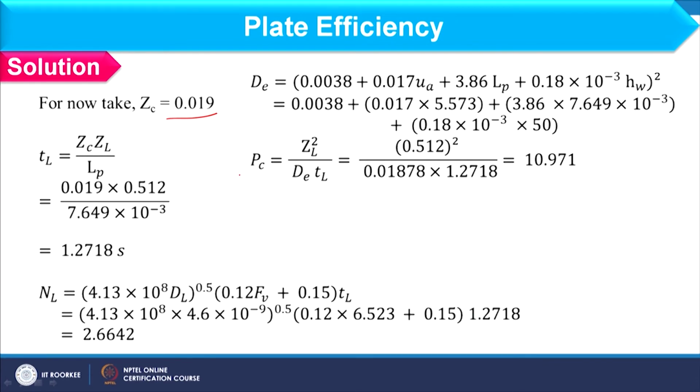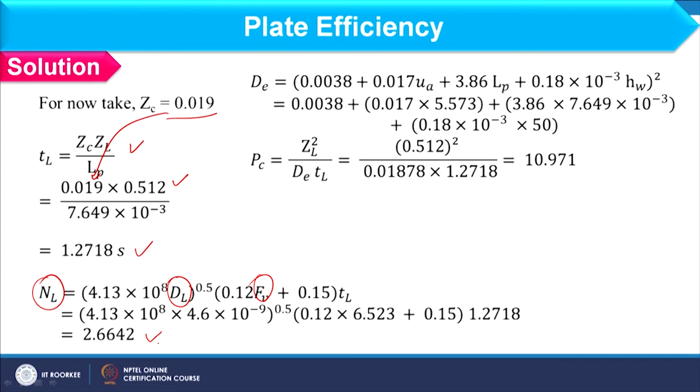0.019. In that case we can calculate TL, where you can consider ZC and ZL and LP, and so TL you can obtain as 1.2718 seconds. Considering all these values you can find NL, because all these parameters you have already calculated, and so NL can be obtained as 2.6642.